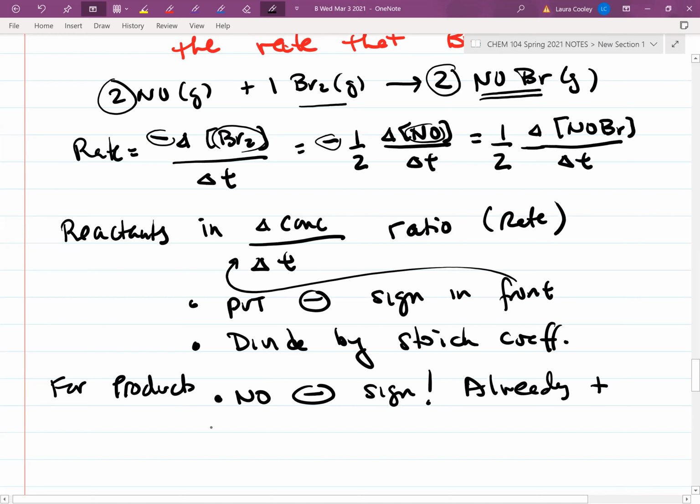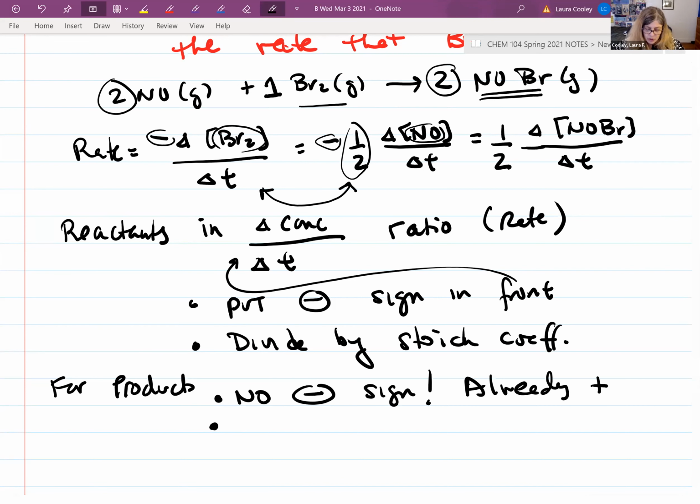Professor, sorry? I just had a question. So for Br2, you wouldn't do the 1/2 or anything for it? No, because there's a coefficient of 1 here. So the reason why we put this half here is to put these on equal footing, to make these equal the same rate, right? We can't have a rate of reaction defined one way if we're talking about one reactant and another way if we're talking about another.